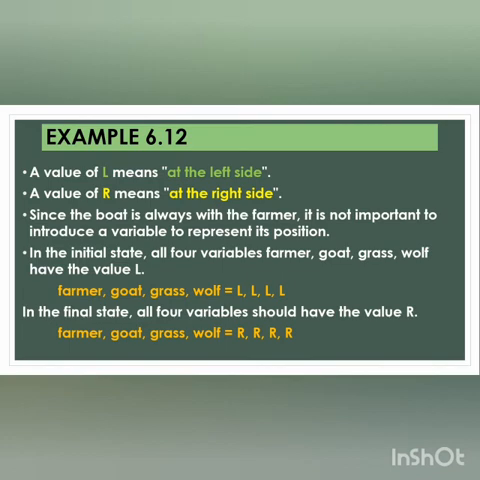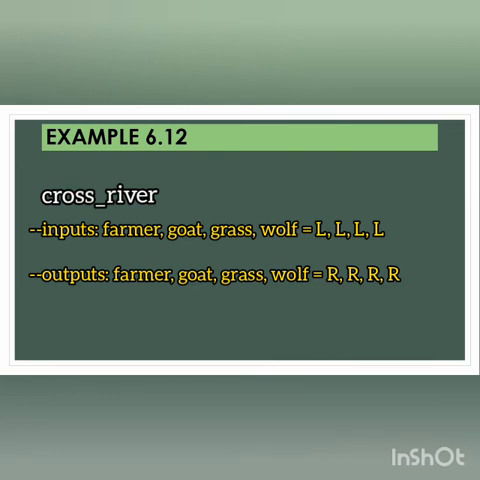Now we are going to write the specification of this problem. The specification of the problem is cross underscore river. This is the name of the algorithm. The second step is we have to write the property of the inputs. So, double dash inputs colon farmer, goat, grass, wolf is equal to L, L, L, L. This is the input property. The next step is to write the output property. So, double dash outputs colon farmer, goat, grass, wolf is equal to R, R, R, R.